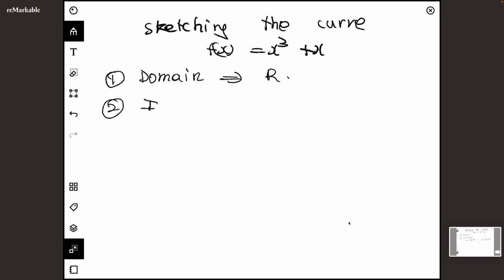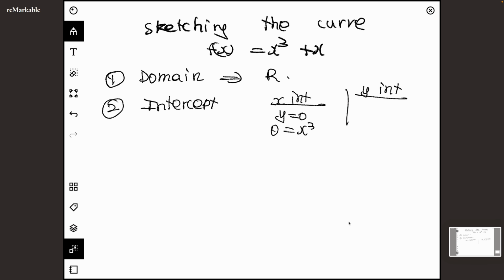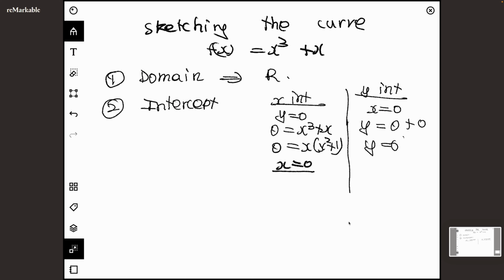Second, x-intercept and y-intercept. For the x-intercept we are finding y equal to 0. So 0 equal to x cube plus x. So the x value will also be 0. If you take x out, x squared plus 1. So x is equal to 0. x squared plus 1 cannot be 0. For the y-intercept, we find with x equal to 0. So y equal to 0 cube plus 0, y equal to 0. So the y-intercept is y equal to 0. So we finish 2 steps.